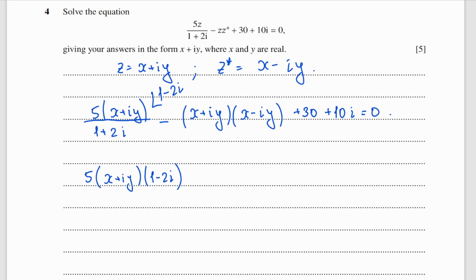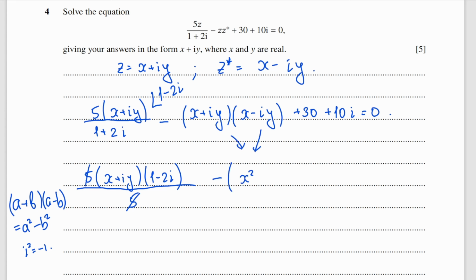And I can do so using the formula a plus b times a minus b would be a squared minus b squared, and we also know that i squared should be equal to -1. So using these two facts, we get 1 plus 4 in the denominator, which is 5. And 5 on top and 5 at the bottom very nicely cancel out. Okay, now using the same two facts, we know that these two brackets will multiply to get x squared plus y squared. Okay, now expand all brackets.